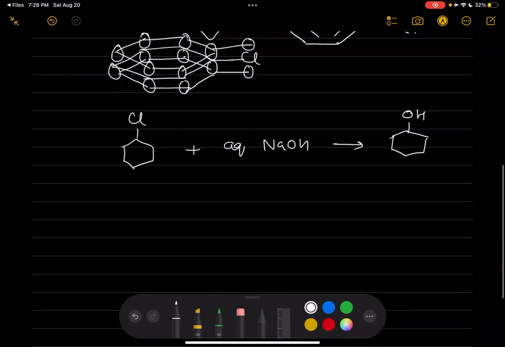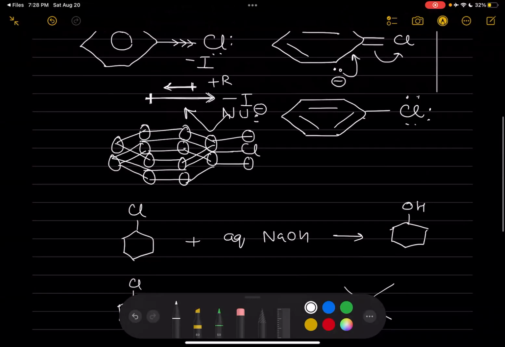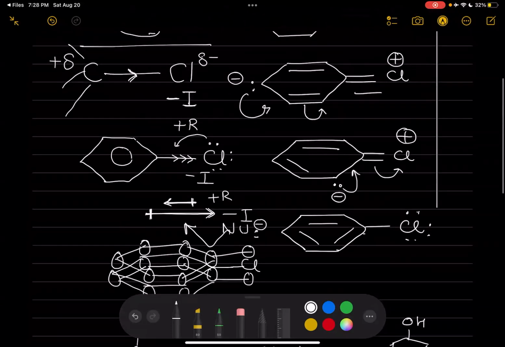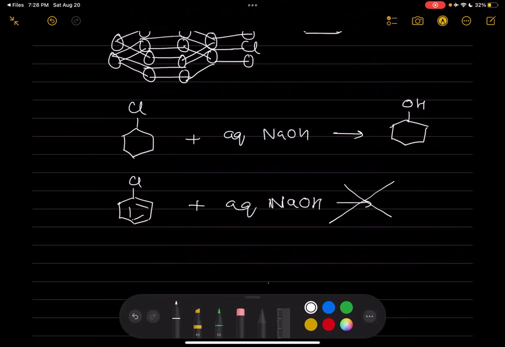But if you take the same thing with chlorobenzene, which is an aromatic halide, in which the Cl is directly connected to the benzene, and you take just aqueous NaOH, OH minus dissolved in water at normal temperature, this is not going to react at all, because all of these reasons will prevent the reaction of OH minus and the benzene. So what do you need to do? How can you make them react?